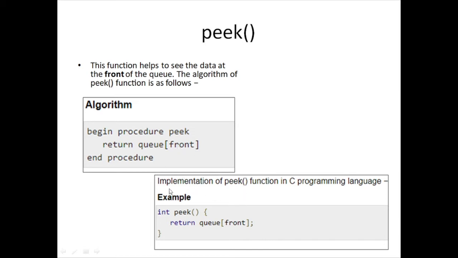In C language it is almost similar. So what will be the code in C language? We have here int peek. This returns an integer value, assuming that the array we use is an integer array. Once we call peek, it returns the element at the front of the array or the queue. Again, here we assume that the name of the array is queue.